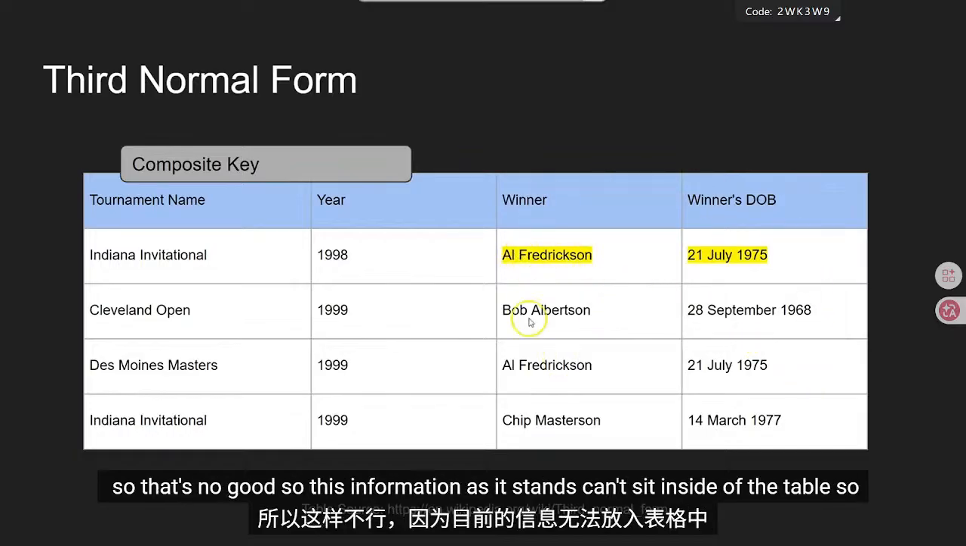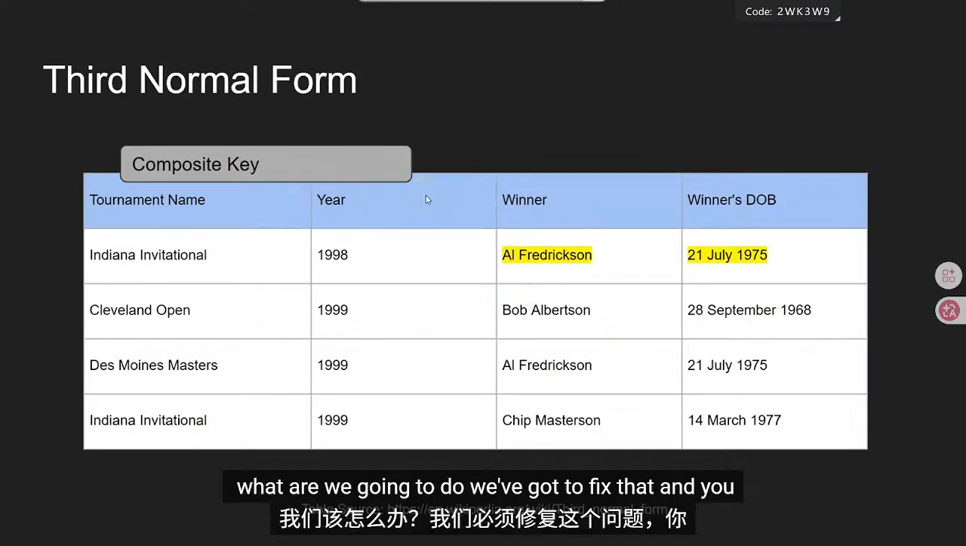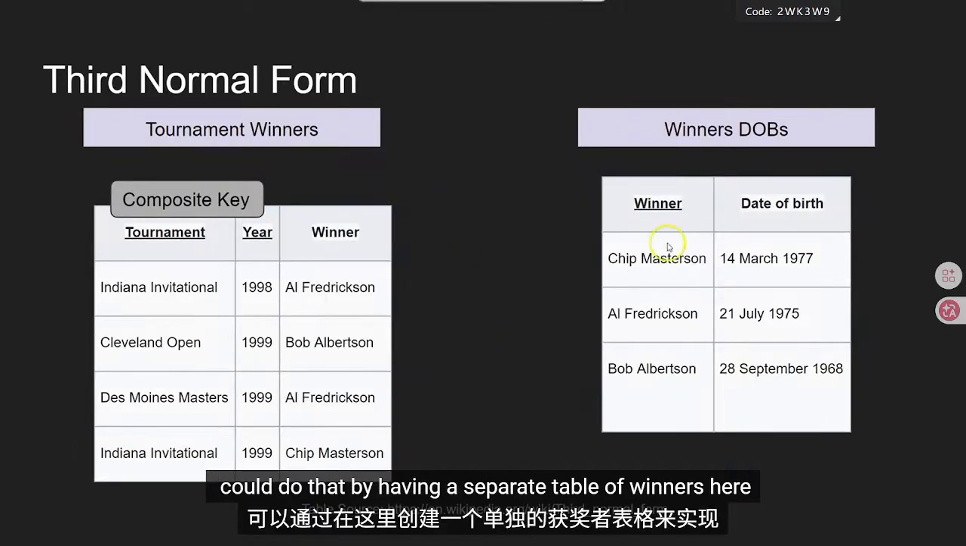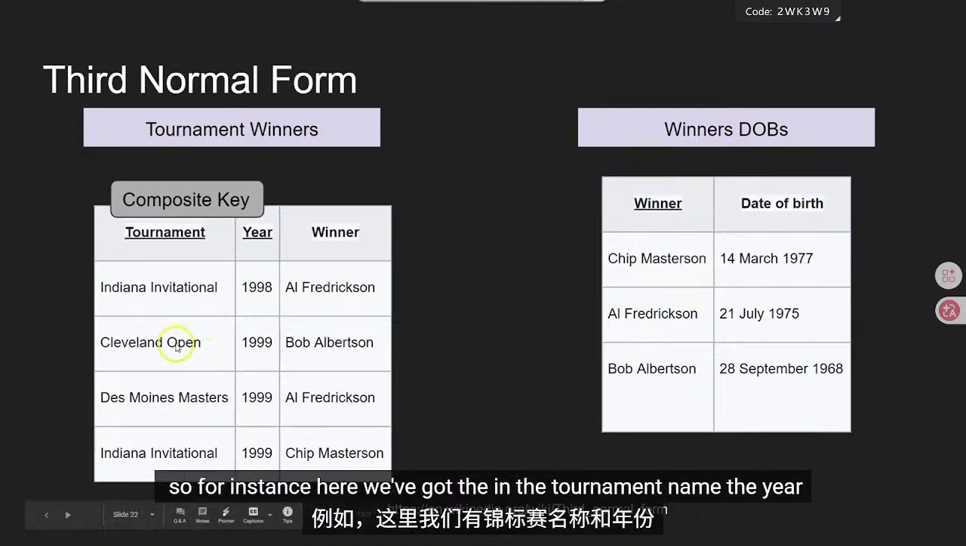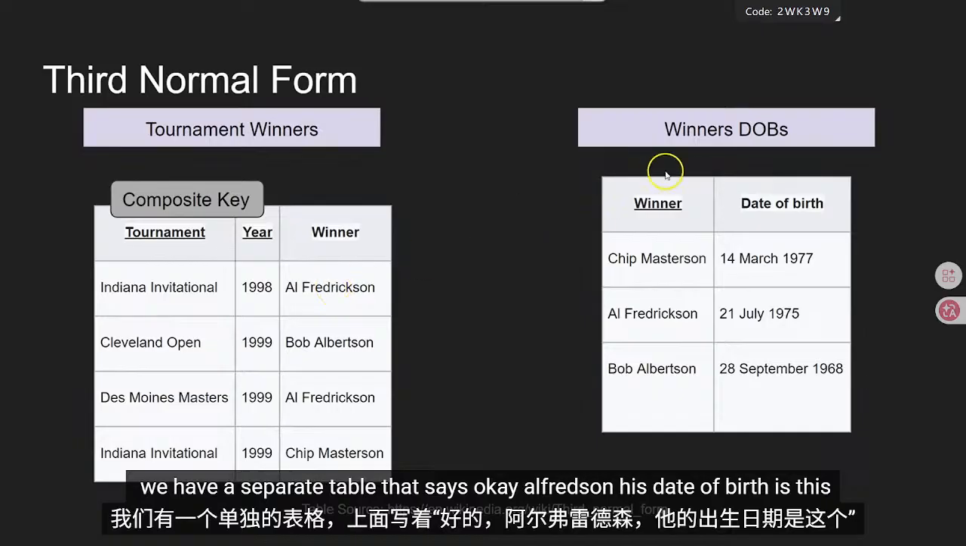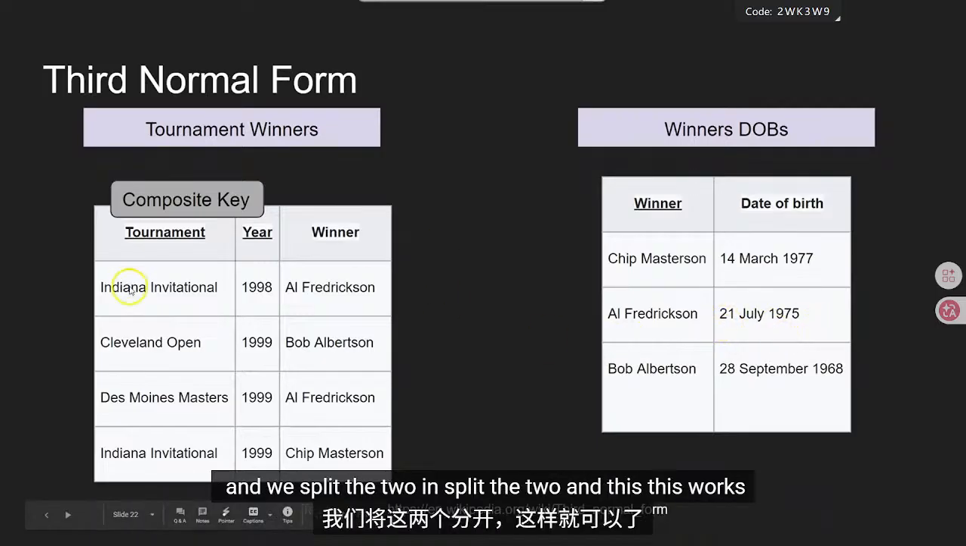So this information, as it stands, can't sit inside of the table. So what have we got to do? We've got to fix that, and you could do that by having a separate table of winners. For instance, here we've got the tournament name, the year, and the winner, and we have a separate table that says, okay, Al Fredrickson, his date of birth is this, and we split the two.